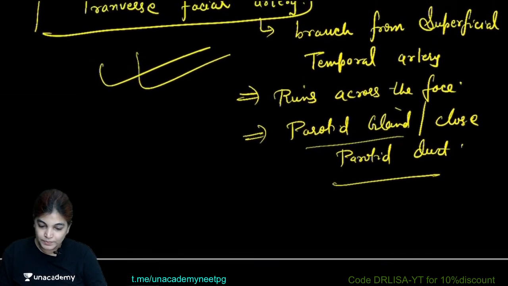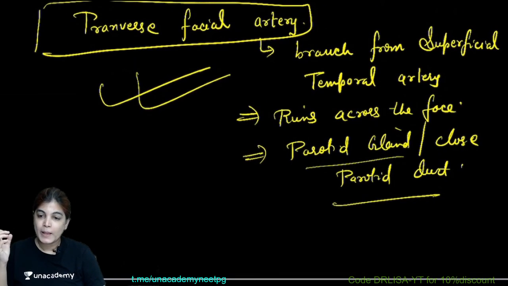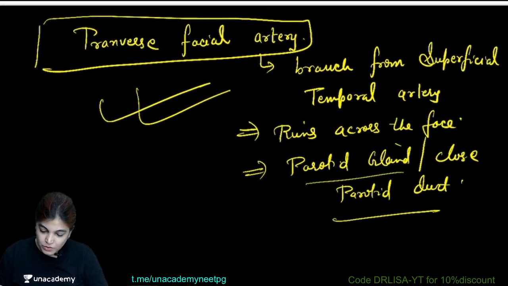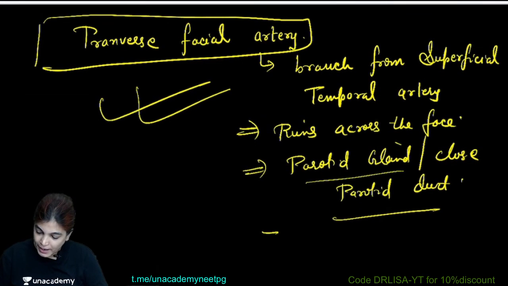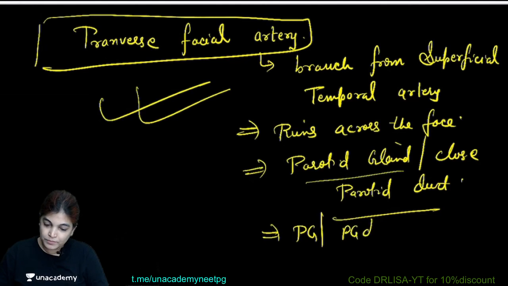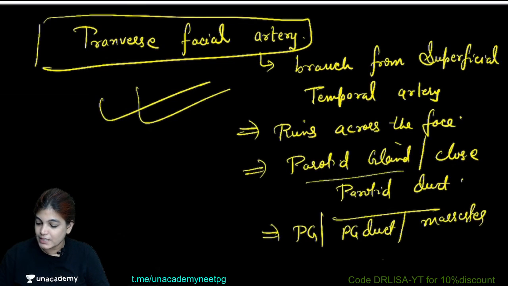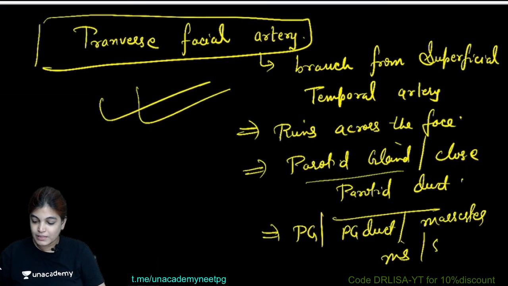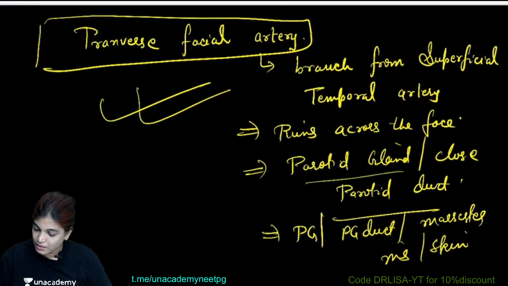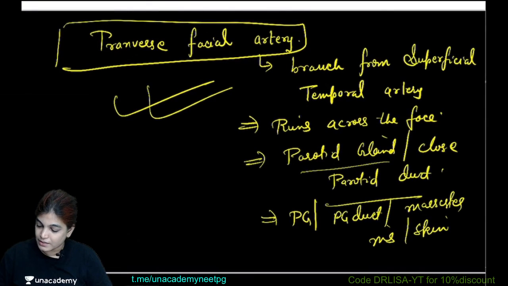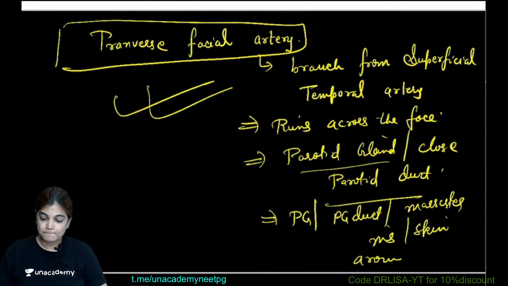Now, so it is supplying. So you can write, transverse facial artery is supplying, in short, you can write, parotid gland and duct, and also the masseter muscle, and also the skin around these areas. It also gives blood supply to the skin around these areas. Okay, done.